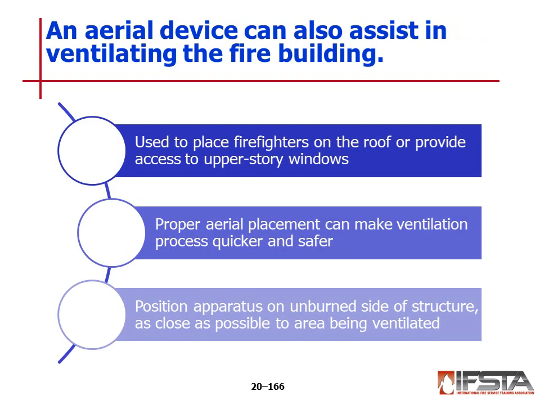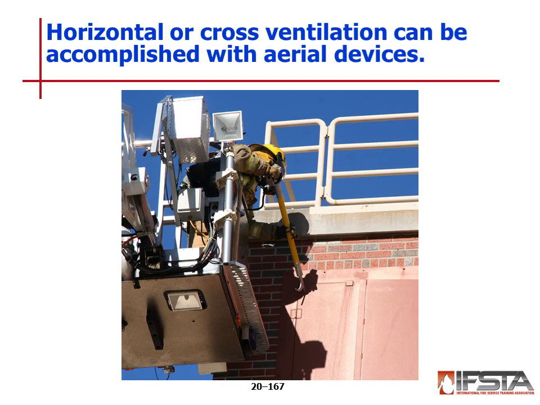An aerial device can also assist in ventilating the fire building, used to place firefighters on the roof or provide access to upper story windows. Proper aerial placement can make ventilation processes easier, quicker, and safer. Position apparatus on the unburned side of the structure as close as possible to the area being ventilated. If firefighters can't safely operate on a roof or if other conditions warrant a different approach, horizontal or cross ventilation can be accomplished with the aerial device.